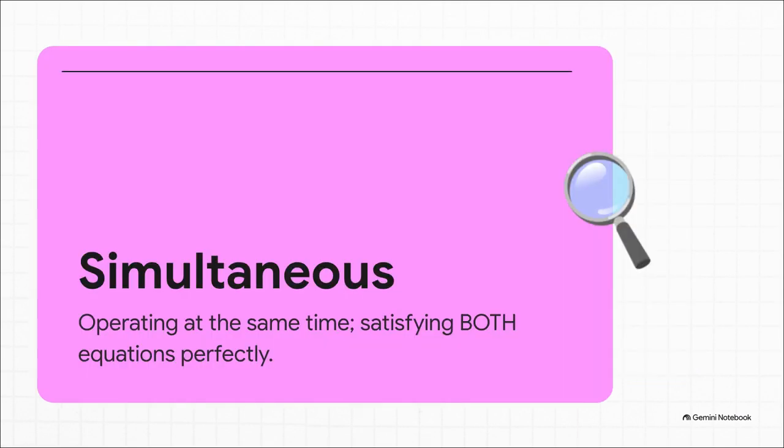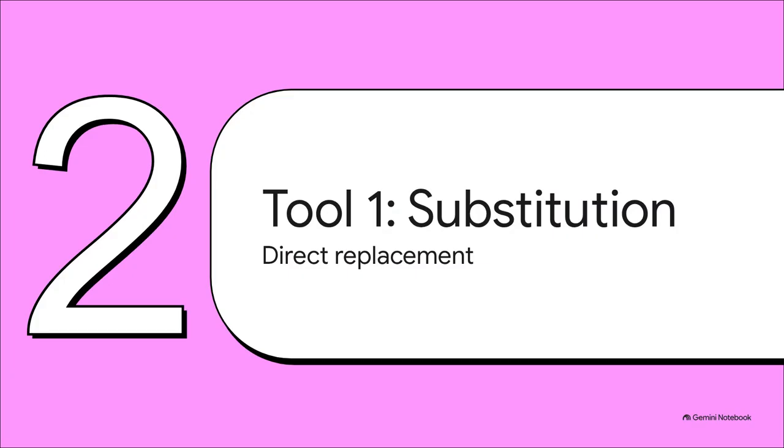But wait, what does the word simultaneous actually mean here? Well, it literally means operating at the exact same time. In algebra, that means whatever solution we find, whatever numbers we eventually discover for x and y, they absolutely must perfectly satisfy both equations at the exact same time. Not just one. I'm warning you early on, a real solution has to work in both places at once, which, by the way, is exactly why we always check our final answers against both original equations. All right, let's open up our toolkit.